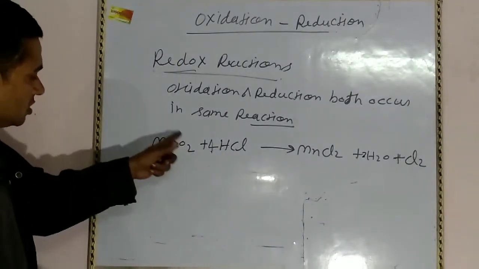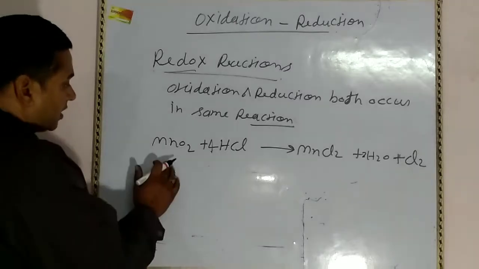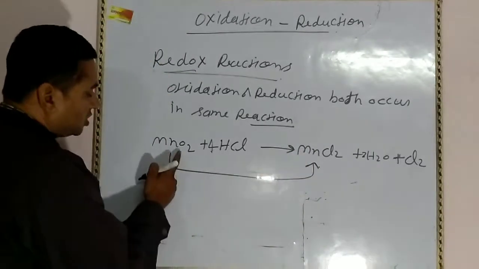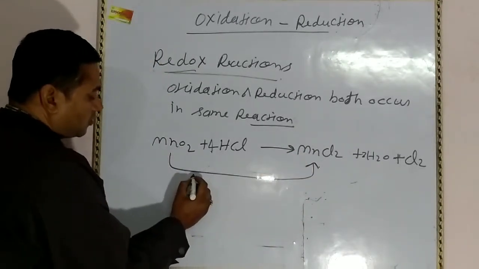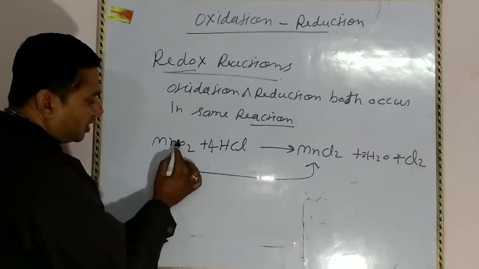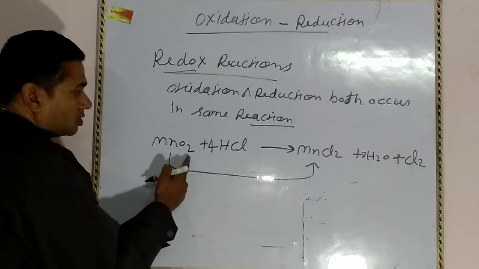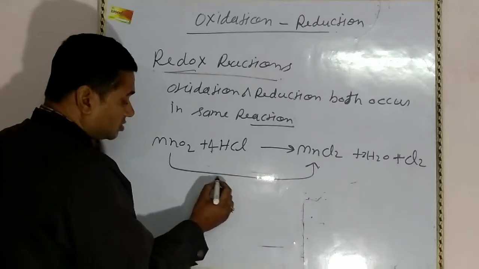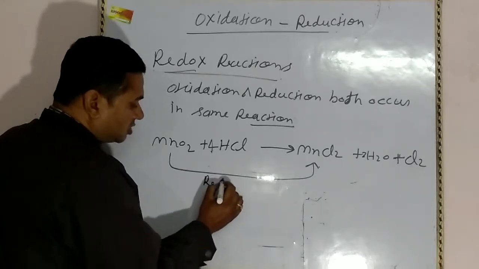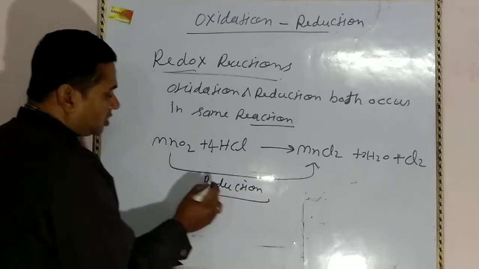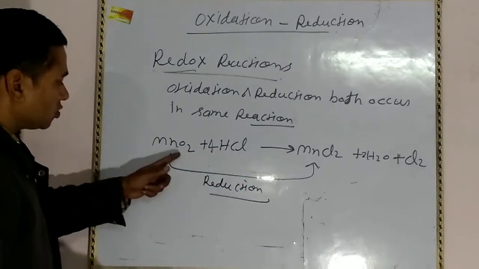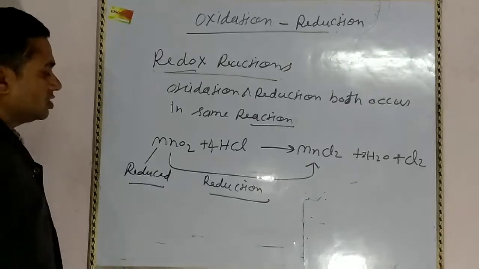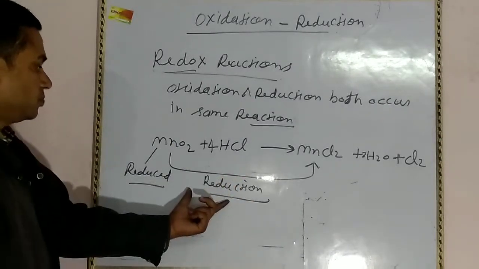You see in this reaction, MnO2 is converted into MnCl2. So here oxygen is removed from MnO2, and so which process is this? Oxidation or reduction? This is removal of oxygen, so this is reduction. So here in this reaction MnO2 has been reduced due to removal of oxygen. So this is the reduction process.